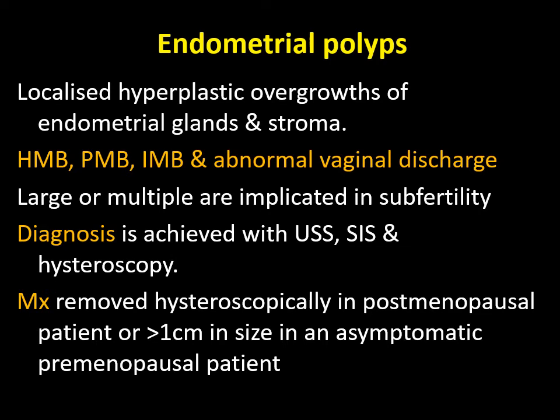Endometrial polyps are localized hyperplastic overgrowth of endometrial glands and stroma. These may present as heavy menstrual bleeding, postmenopausal bleeding, intermenstrual bleeding, and abnormal vaginal discharge. And they can be asymptomatic. We find them incidentally while examining the patient for another cause. They can be large or multiple in cases of subfertility.